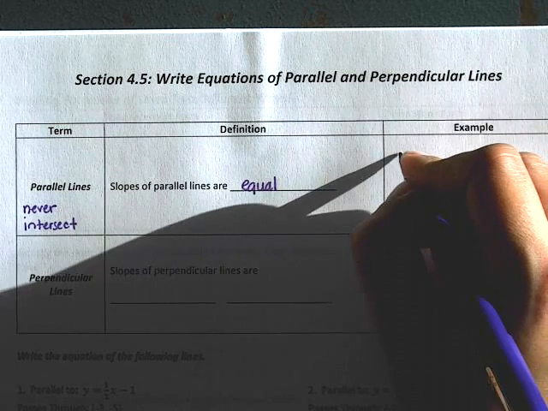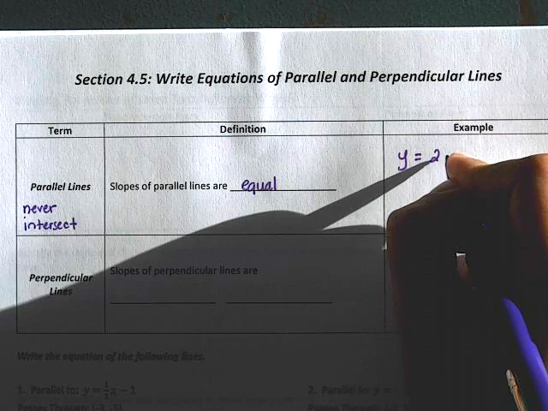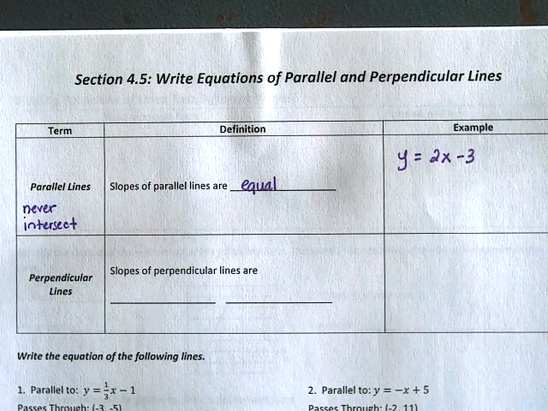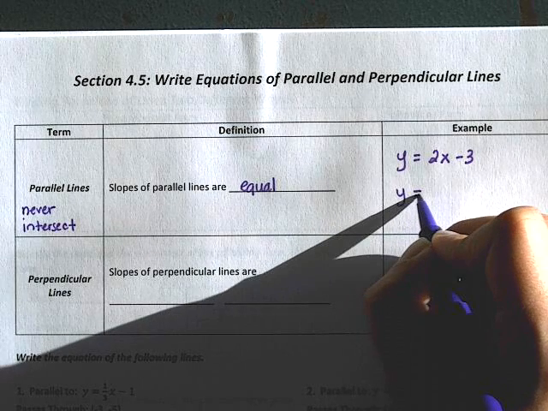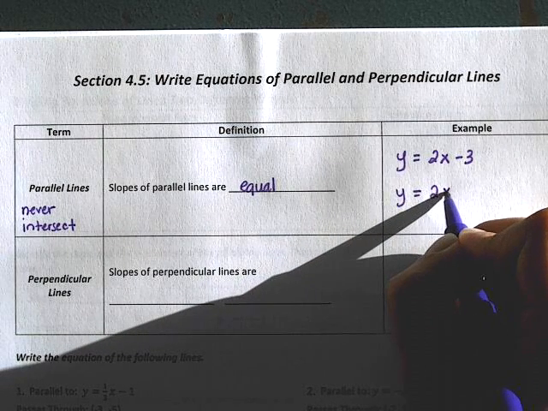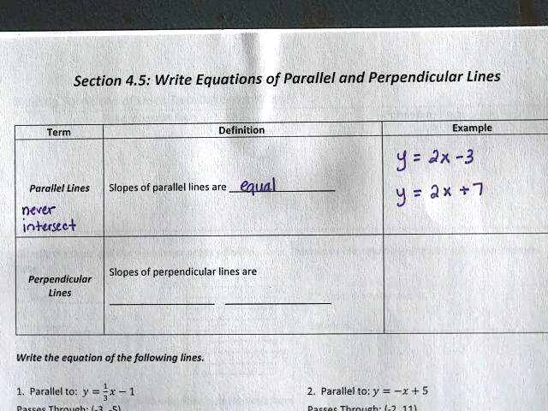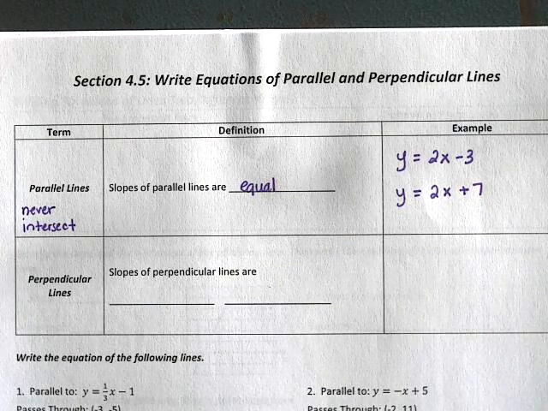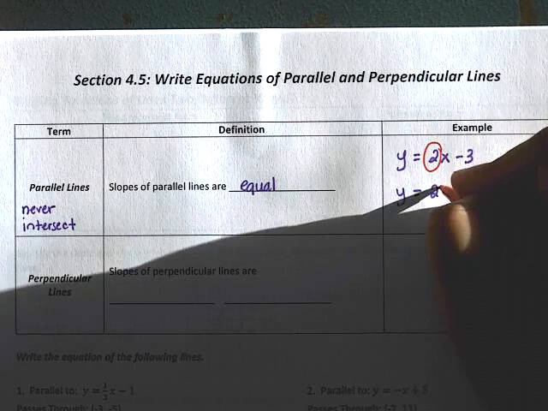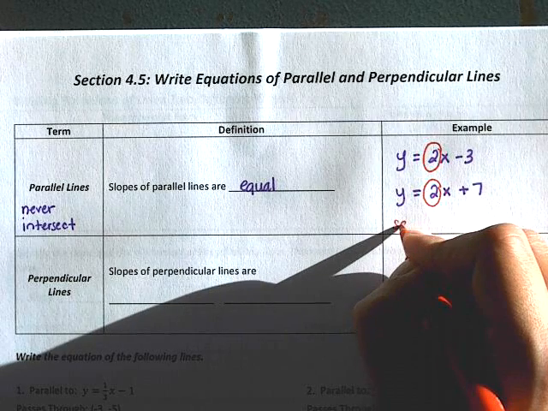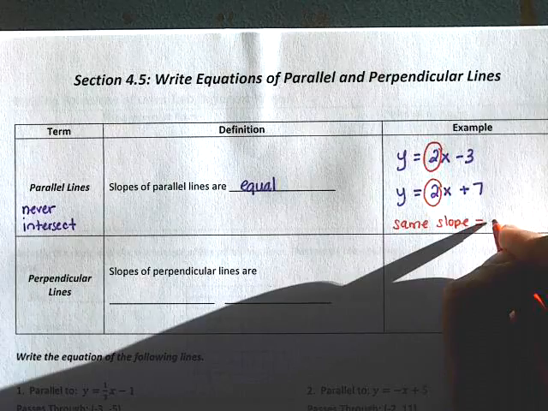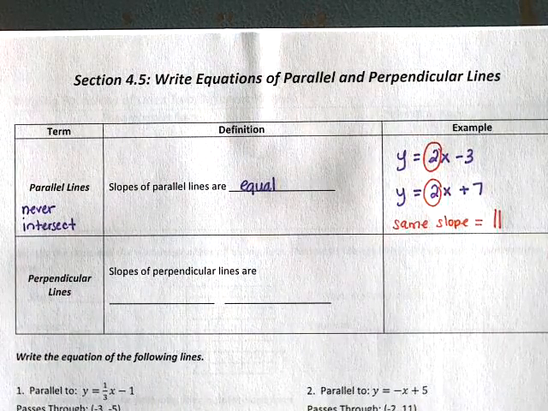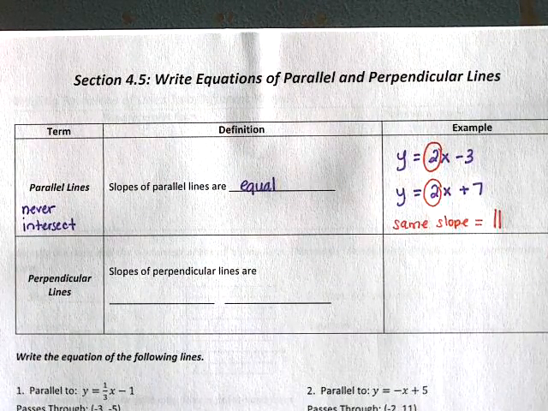So for example, if I give you the equation y equals 2x minus 3, and I give you the equation y equals 2x plus 7, we would say that these lines are parallel because they have the same slope. The symbol for parallel looks like two vertical parallel lines.